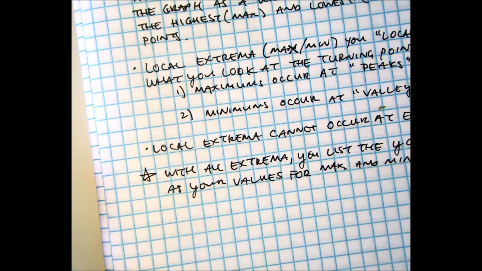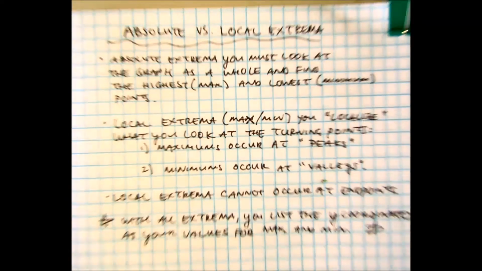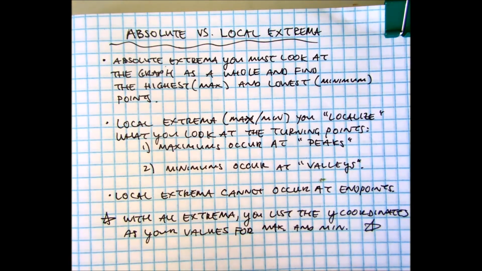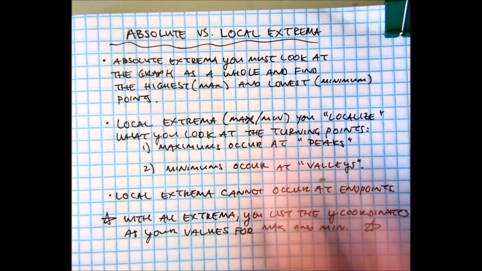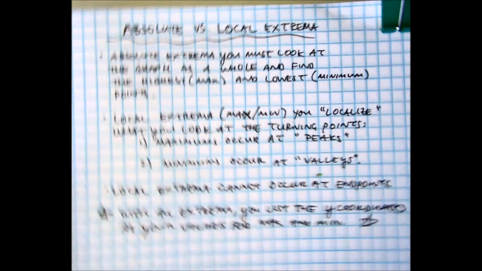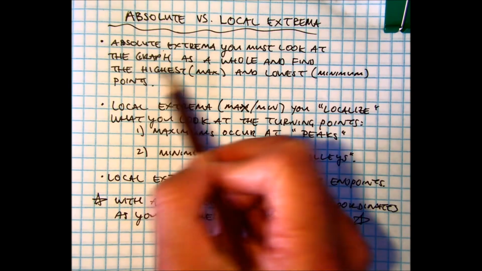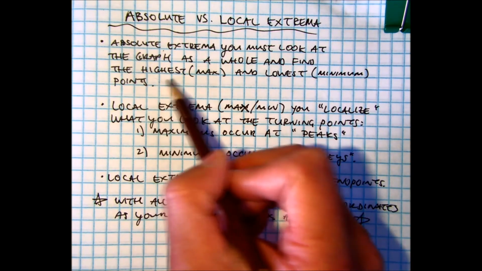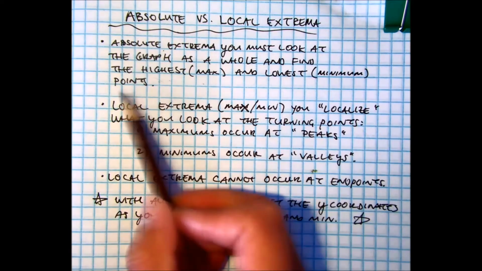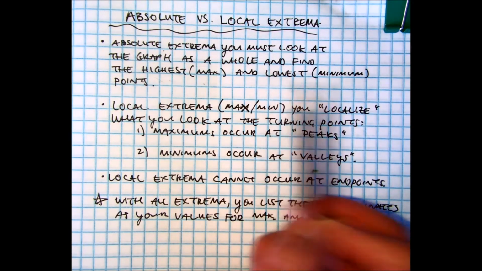Alright, so let's go over absolute versus local extrema. Absolute extrema, you must look at the graph as a whole and find the highest maximum and the lowest points. Lowest would be called the minimum.